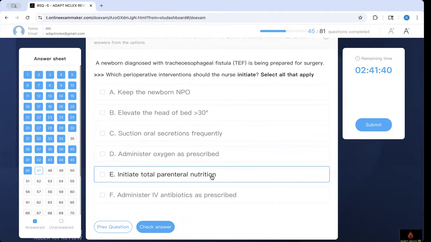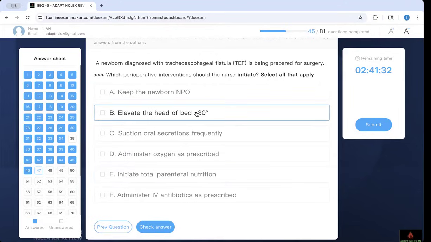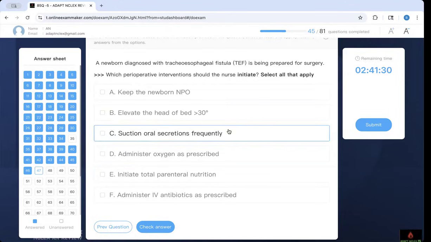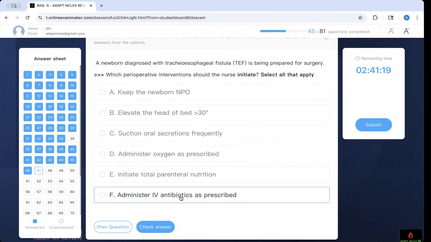A bunch of SATA. But what is the key? Tracheoesophageal fistula. We got to protect the airway and we need surgery. Give the NPO, elevate the head of the bed, suction the baby, oxygen supply, give them nutrition, give them antibiotic. What do you think? Another concept, don't over-select. You don't need to pick all the 6 answers over there.